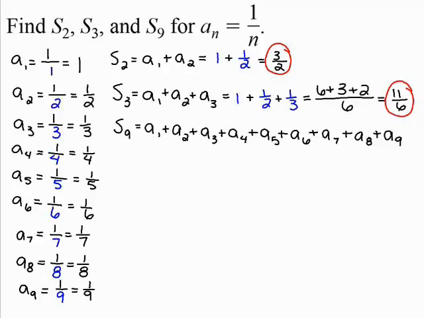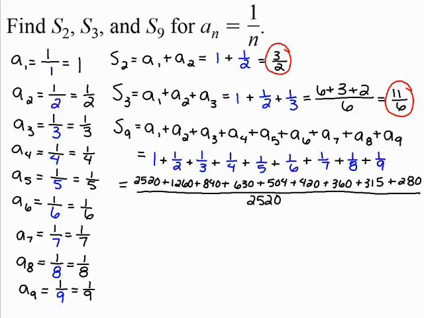Finally, s sub 9 is equal to the sum of the first 9 terms of the sequence. So you can substitute in the values for a sub 1 through a sub 9. Now, to simplify, you first need to rewrite each fraction with a common denominator of 2,520. Next, when you add the terms in your numerator together, you get 7,129. Therefore, s sub 9 equals 7,129 divided by 2,520.